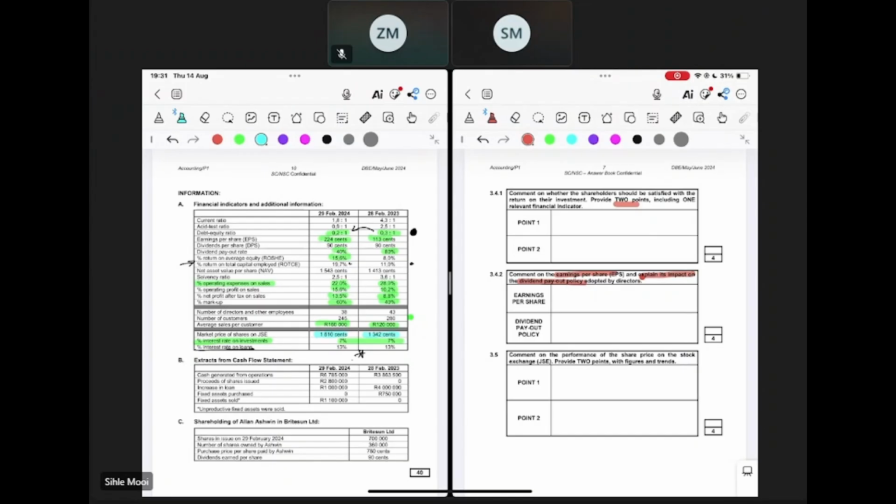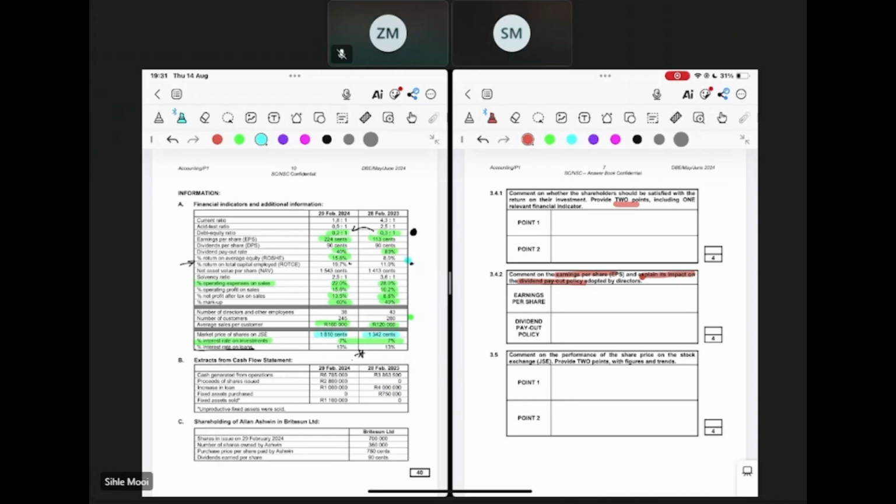And then you could say, as we can see from the information we have here, the returns have been good in this company. Or you could even say the company's brand or reputation has been positive in the community. And then they want us to give 2 points. So first is to compare this year and last year.